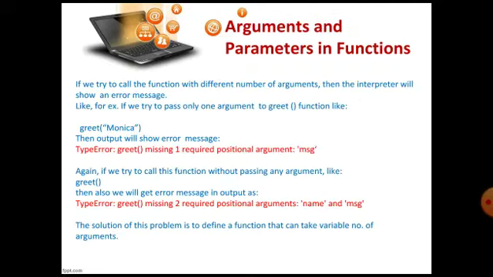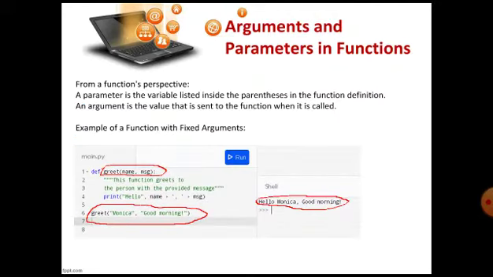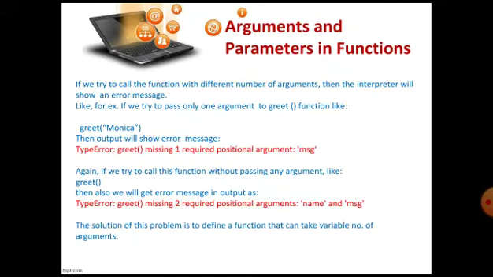So if you try to call the function with a different number of arguments, like here there were 2 arguments, there are only 2 options possible. We can call it with either 1 argument or with no arguments. If you try to do that, the interpreter will show an error message.